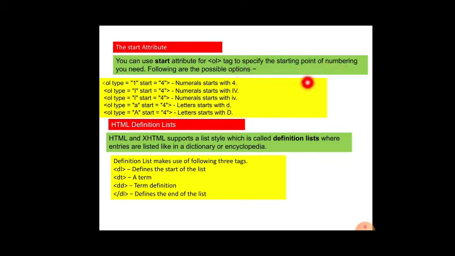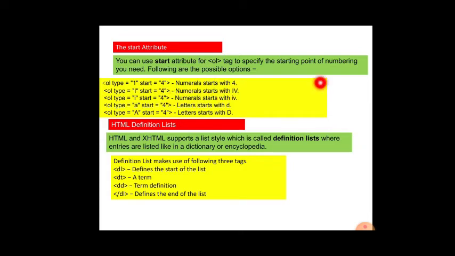Next, the start attribute. You can use the start attribute in the OL tag, that is the ordered list tag, to specify the starting point of the numbering. So why do we use this start attribute? OL type is equal to 1, start is equal to 4. The numbering starts with 4, so it goes 4, 5, 6 and 7, not 1, 2, 3, 4. So this type is 1, the numeral, and it should start from 4, 5, 6, 7 like this.